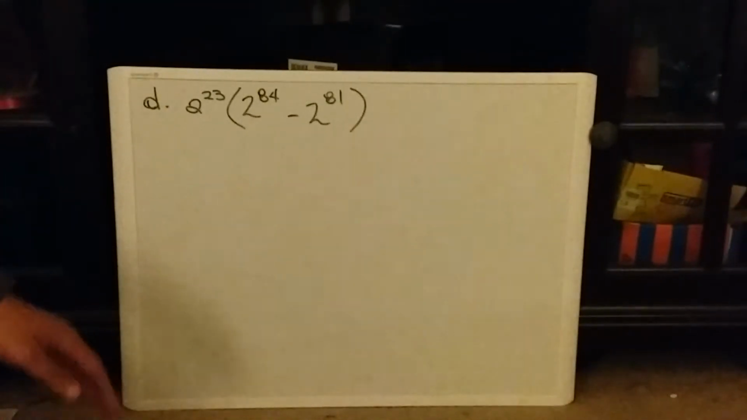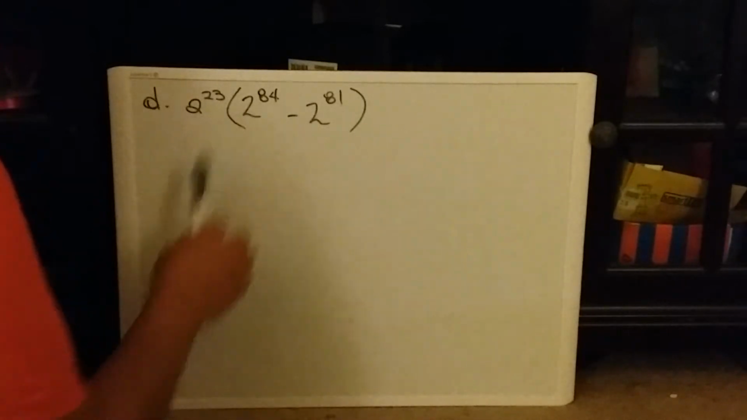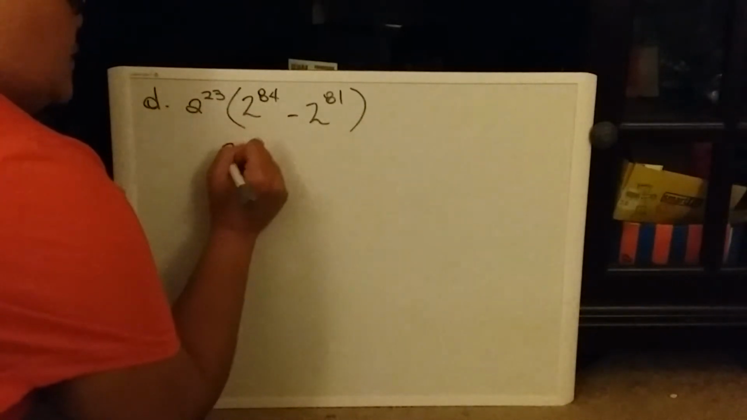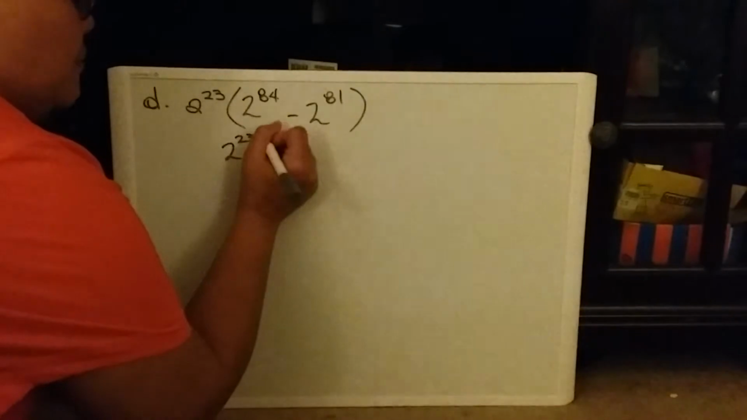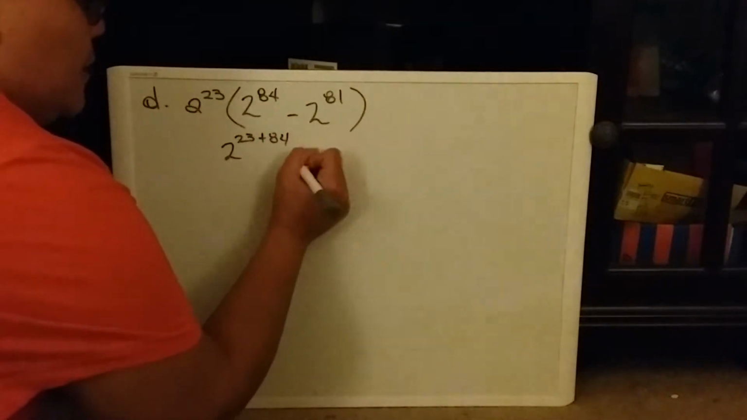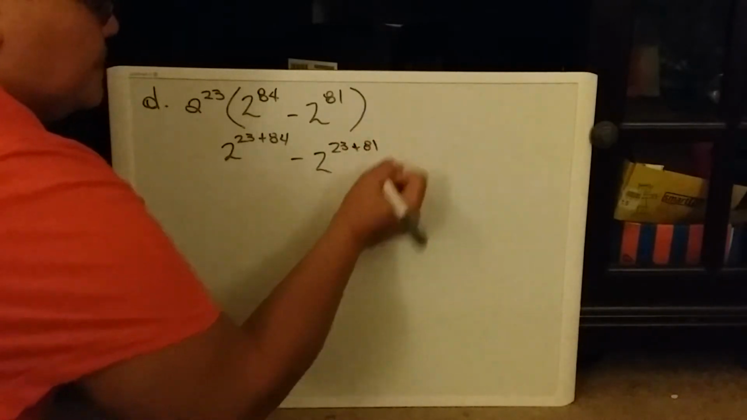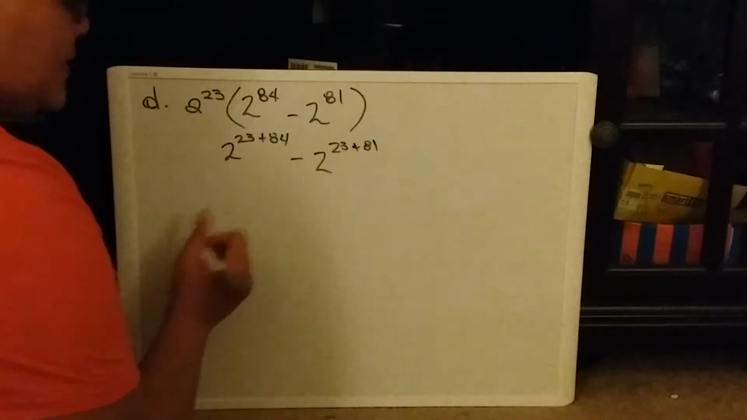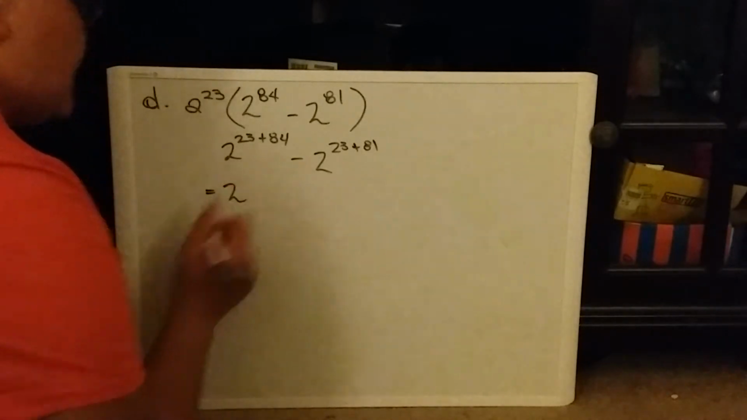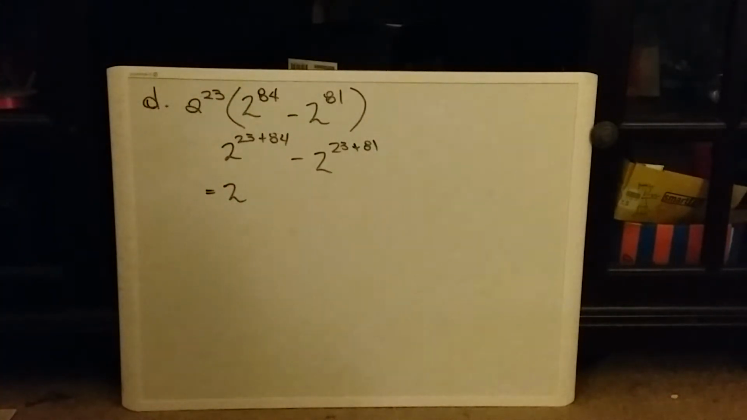But you can multiply. When you multiply same bases, you keep the base and you add the exponents. So this ends up being 2 to the 23rd plus 84, minus 2 to the 23rd plus 81. And you just add the exponents. So the end of your problem is going to be whatever 23 plus 84 is.